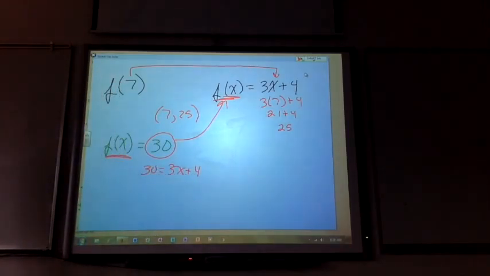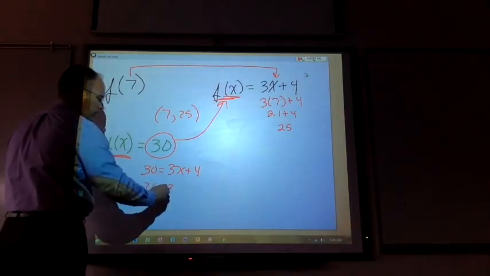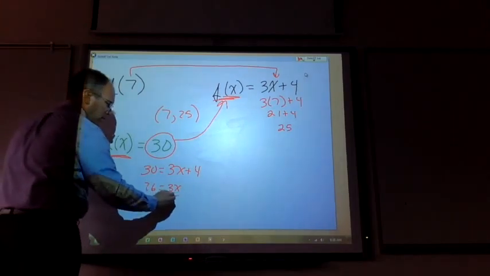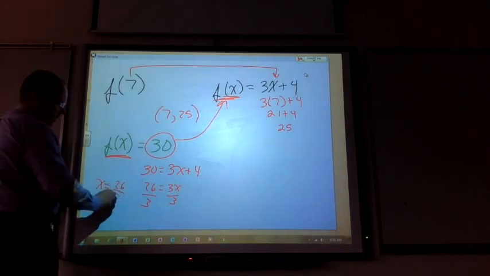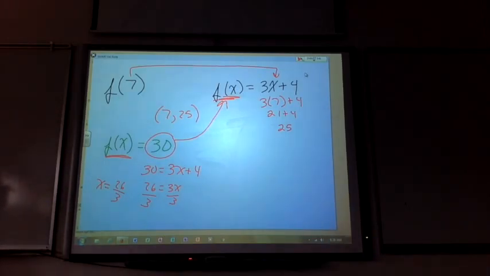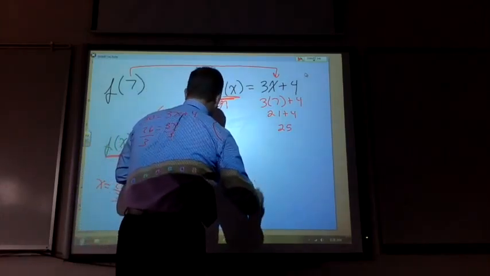Algebra 1, right? Second week. So I subtract 4 from both sides. So with me? What's the last step? Divide by 3. If it doesn't work out nice, keep it as an ugly looking fraction. What point is this? 26 over 3. Yes. There you go. 26 over 3, comma 30.